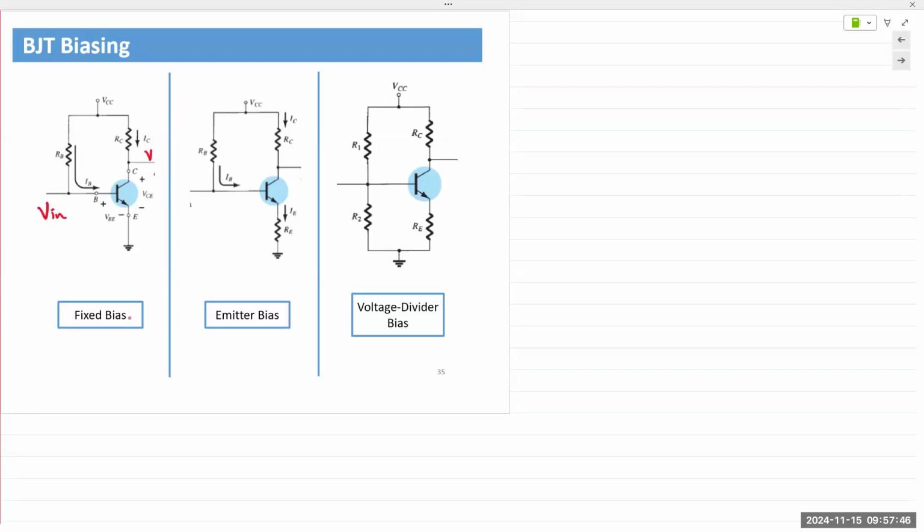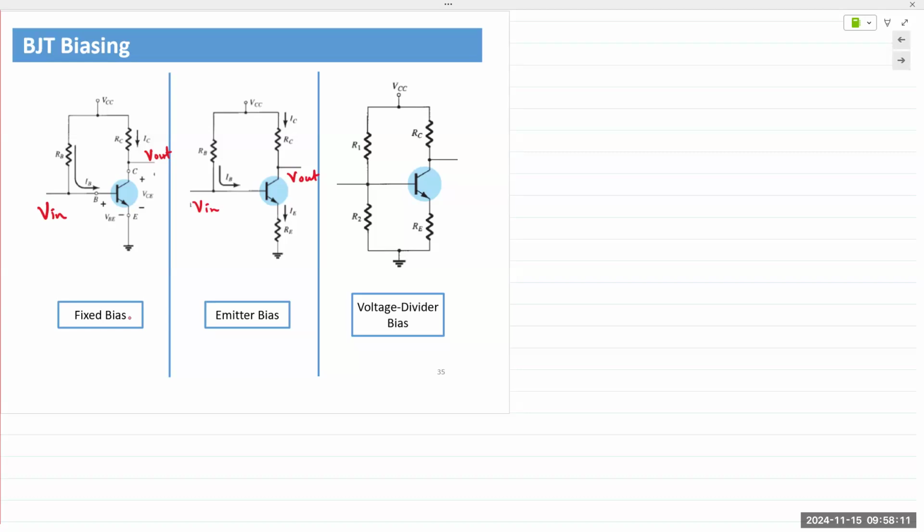We are not going to go in detail and analyze these. But I just want to point out, we give the input at the base and take the output at the collector. These are all common emitter biasing modes. In the fixed biasing, we simply have two resistors connected to a single supply. It's supplying voltages to the base as well as to the collector.